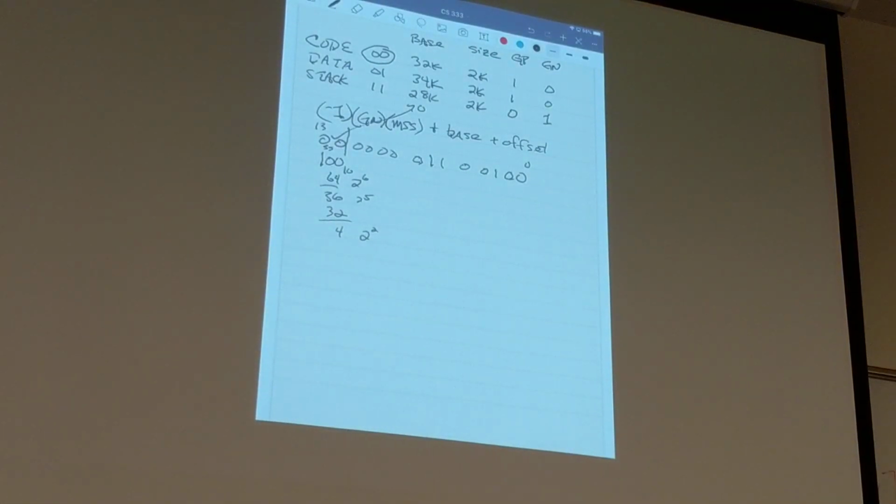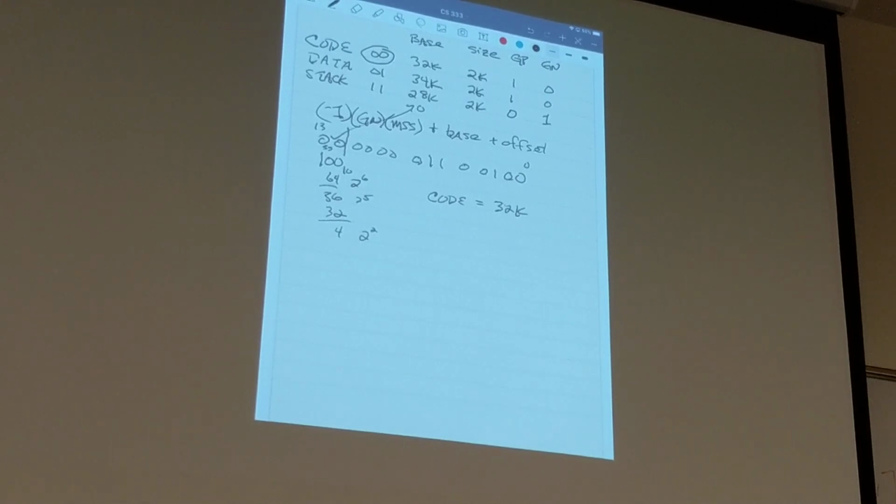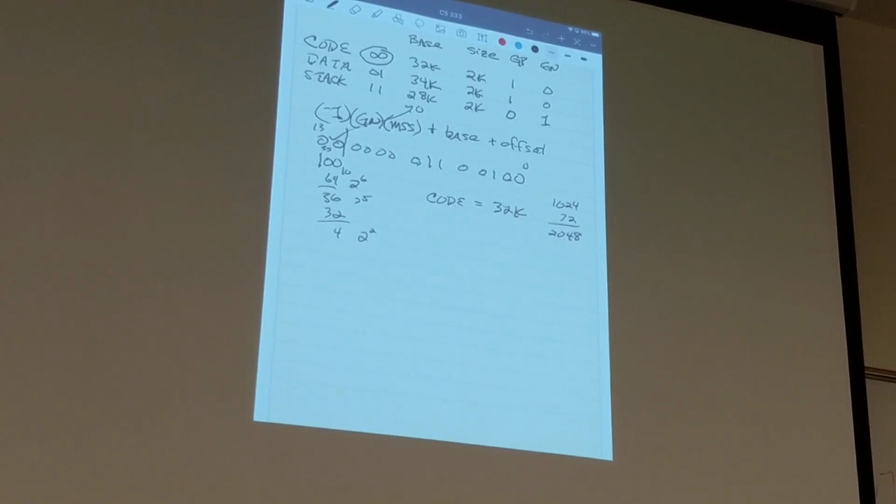So, for the code segment, the base is at 32K. And unfortunately, when we do this on an exam, you're going to actually have to do math. 1K is 1024, right? 2, 8, 12, 3, which is 8, 6, 7, 2. Looks like easy math, but can you bring your calculators?